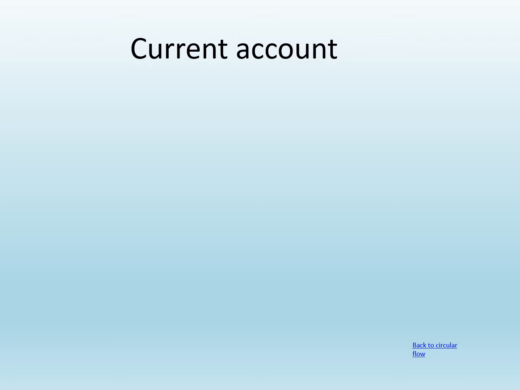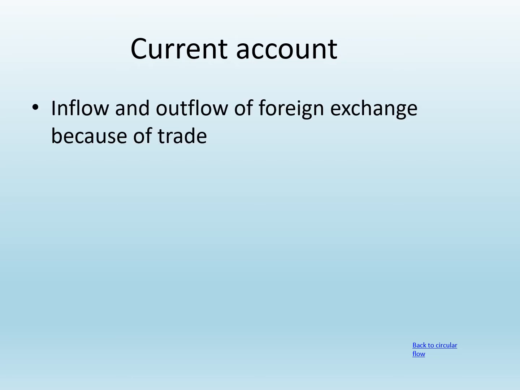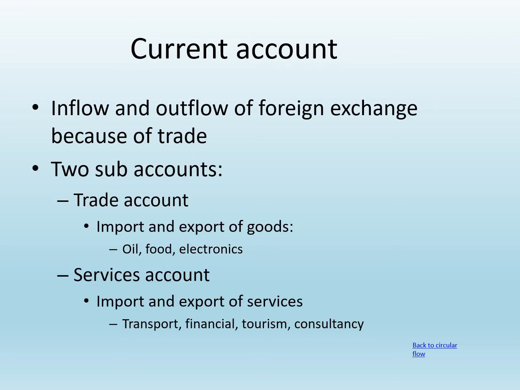The first of these accounts is the current account. And to repeat what I said, the current account measures how much money comes in and goes out as a result of foreign trade. There are two sub-accounts in the current account. The first one is called the trade account, and the trade account measures imports and exports of goods. So oil, as you can see, oil, food, electronics, wine, etc., goes through the trade account.